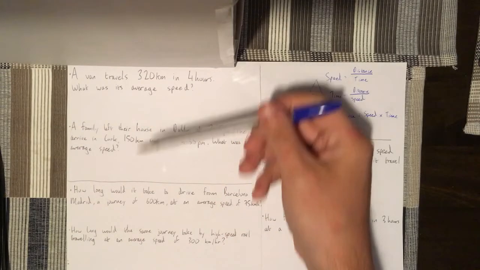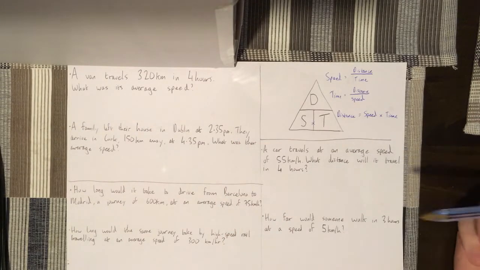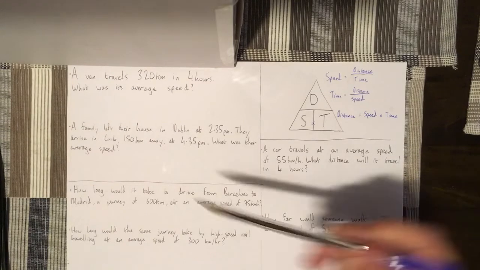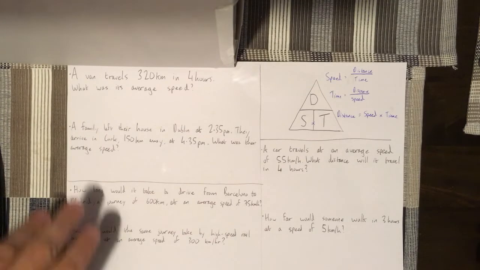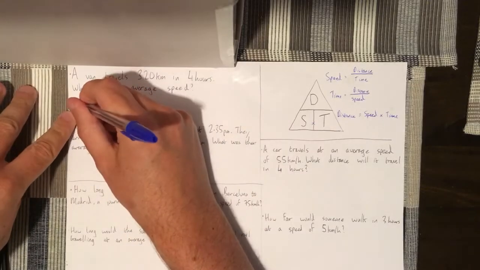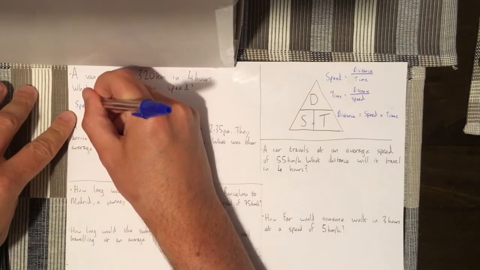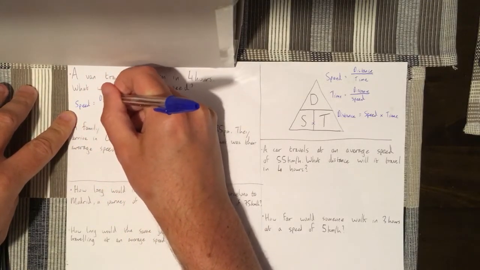So we'll return to our examples. We'll run through two examples of each formula being used, and then I'll give you some questions to do. So a van travels 320 kilometers in 4 hours. What was its average speed? So speed is equal to distance over time.